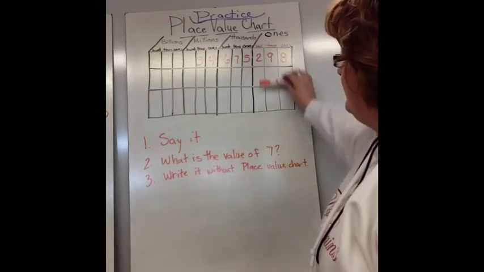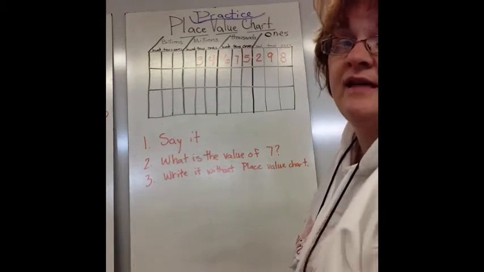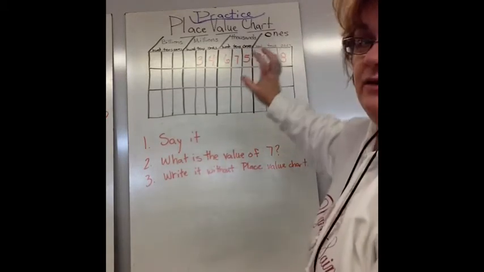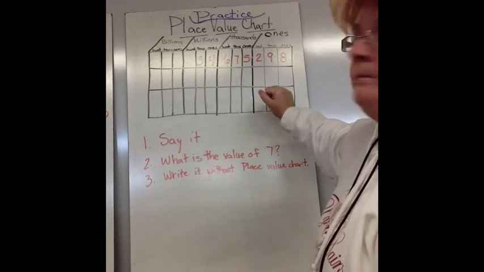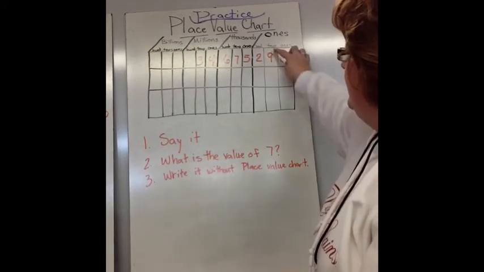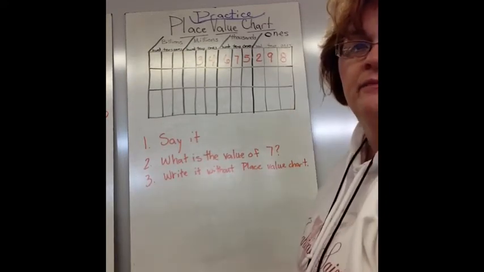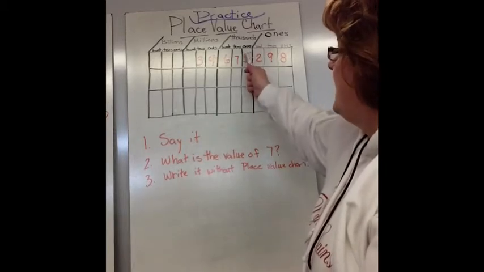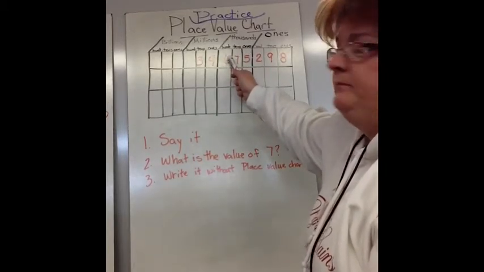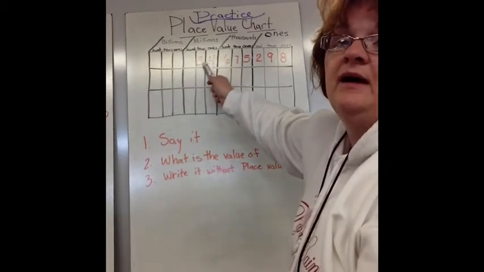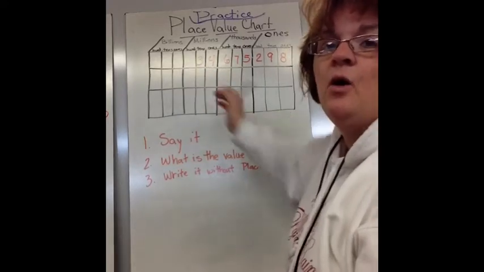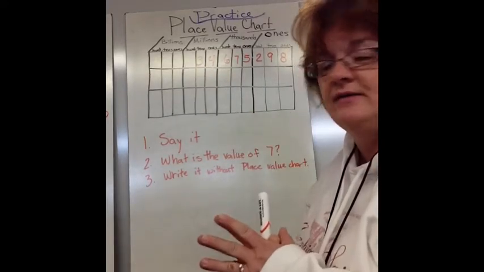Within each of these periods, we call them the period because that's what they're called when we're dealing with numbers, you're going to notice there's a pattern. There's a ones column, a tens column, and a hundreds column. And then there's a ones column, a tens column, and a hundreds column within each of the three periods.